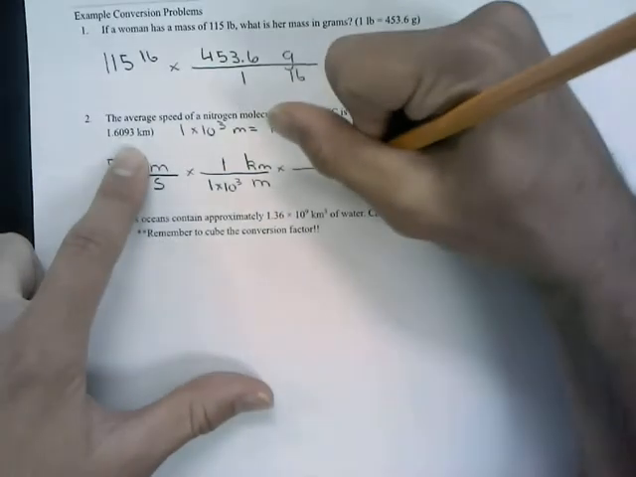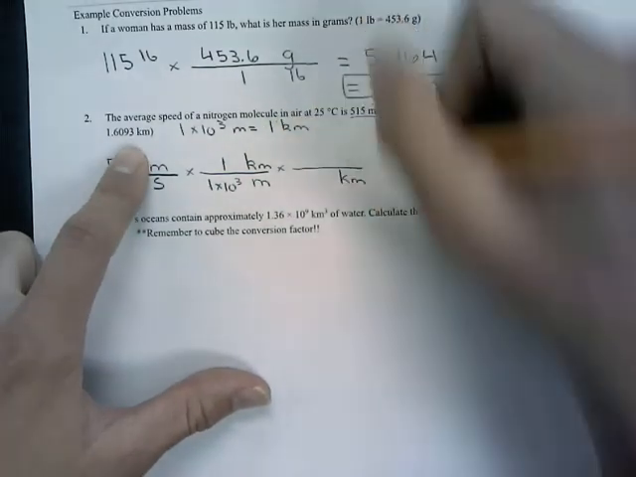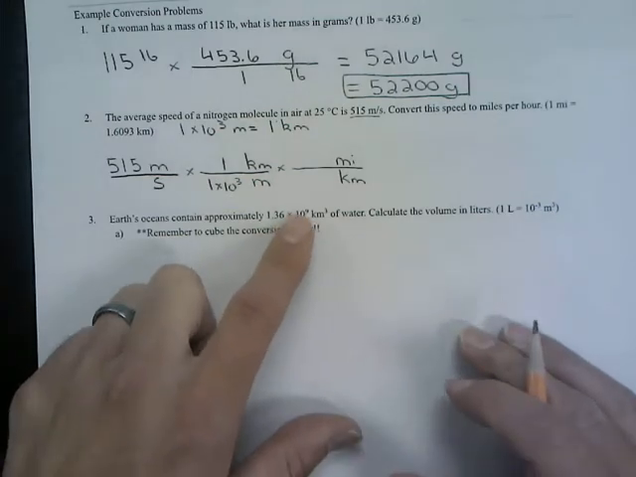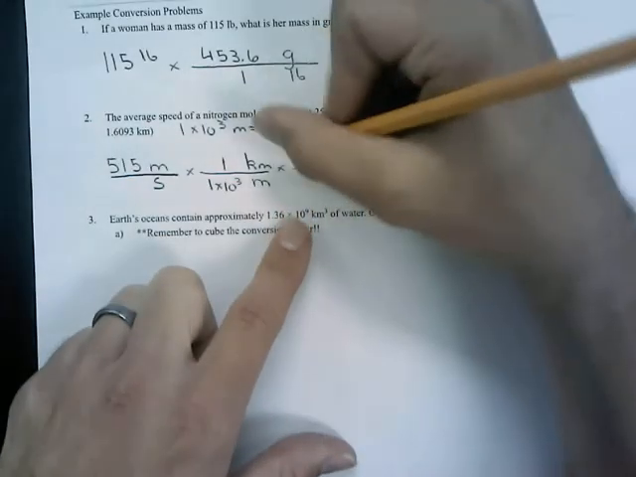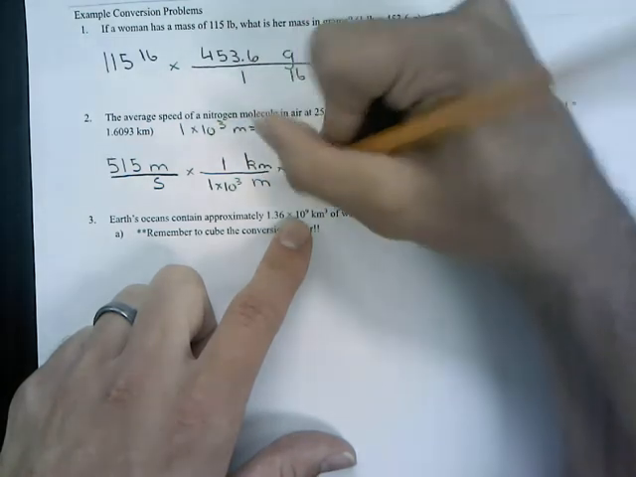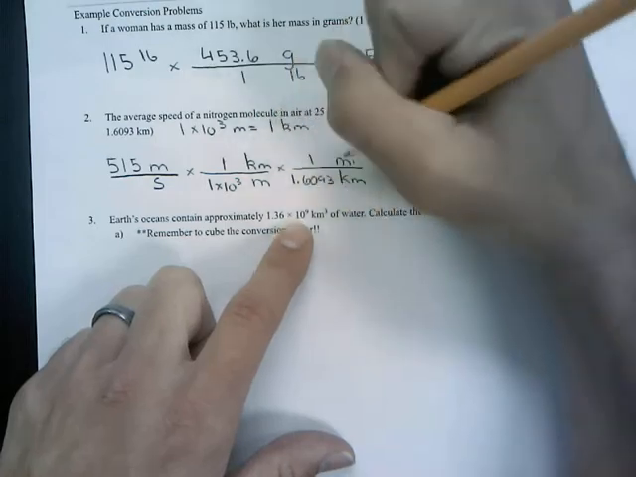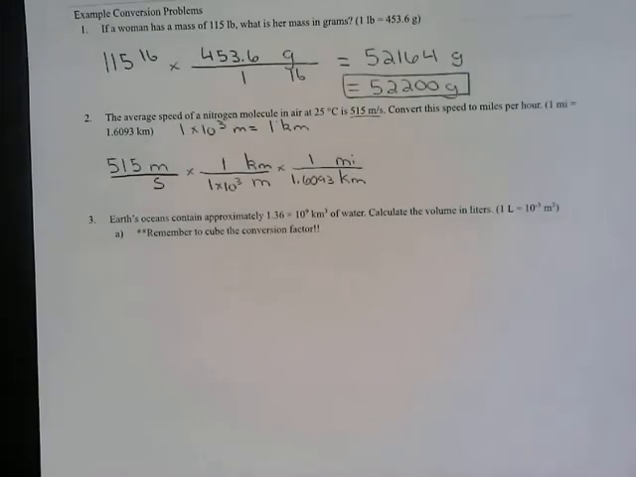Now that we're in kilometers, we can convert to miles. Down here, we want to knock out kilometers. Up top, we want to put miles. 1 mile is equivalent to 1.6093 kilometers. So we could calculate this out, but we'd still be in miles per second. You could do that, but what you can also do is keep going.